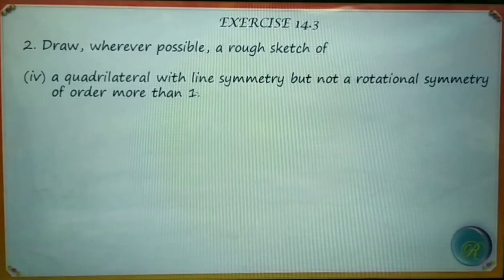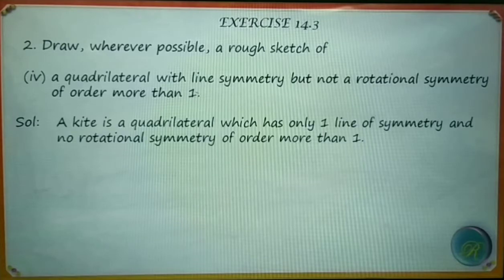Fourth one, a quadrilateral with line symmetry but not a rotational symmetry of order more than 1. Solution. A kite is a quadrilateral which has only one line of symmetry and no rotational symmetry of order more than 1.